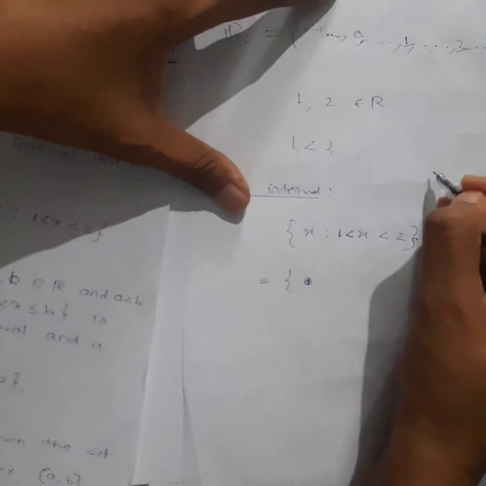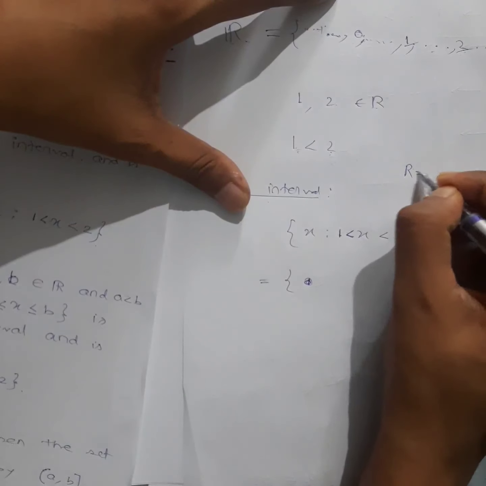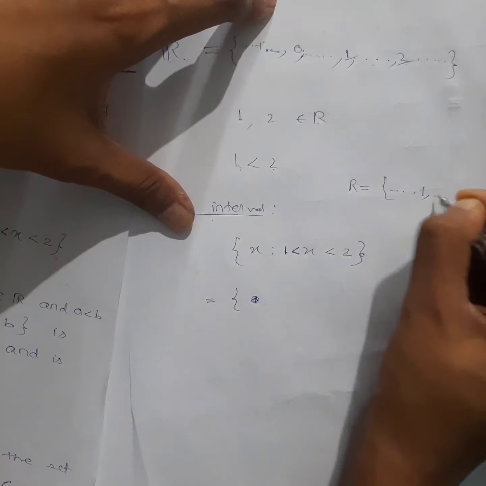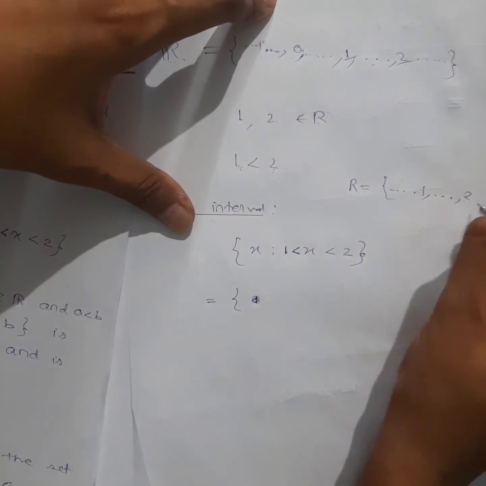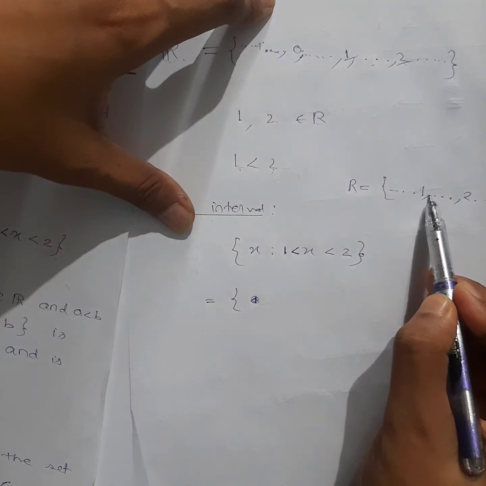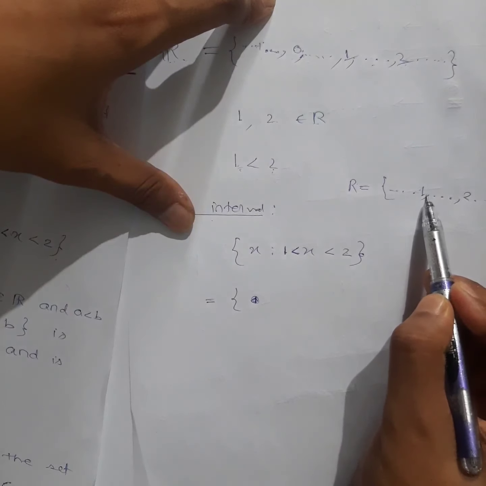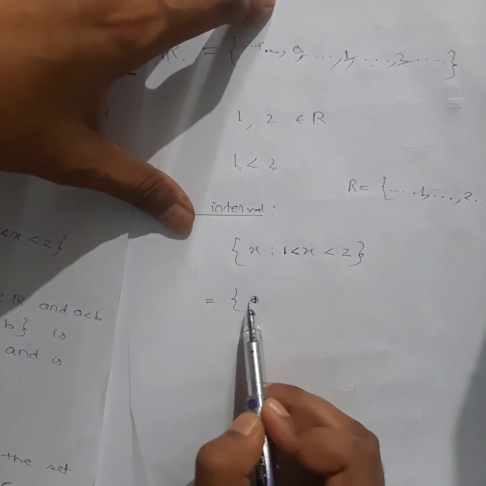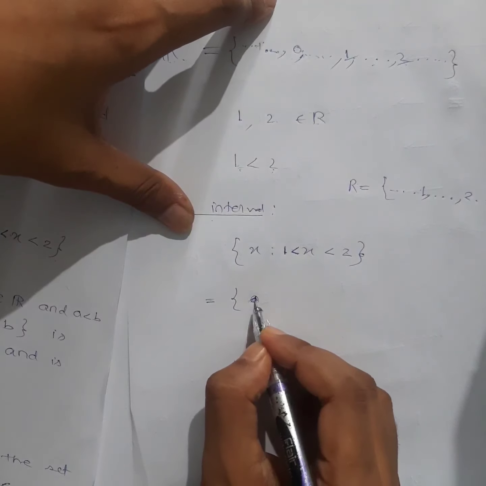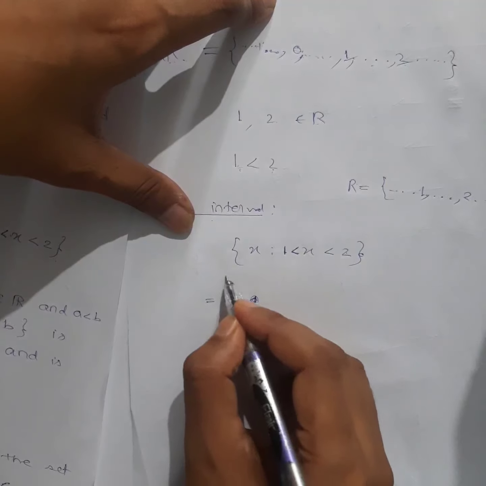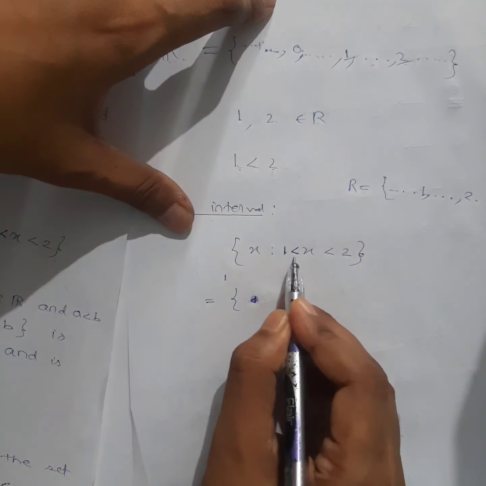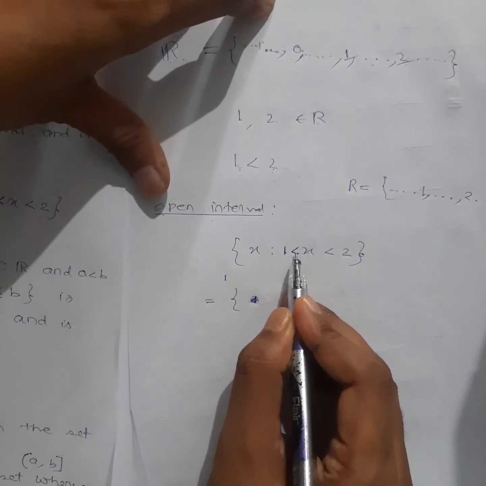So greater means, in your set of real numbers, dot dot dot, 2, dot dot dot. In your set of real numbers greater than 1, what are the numbers? Just after 1 you don't know what the element exactly is, right? So it's not possible to list the element. And 1 you cannot list here because it is not equal. X is not equal to 1, right?